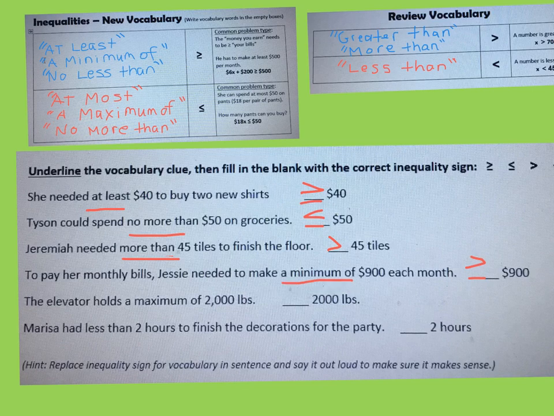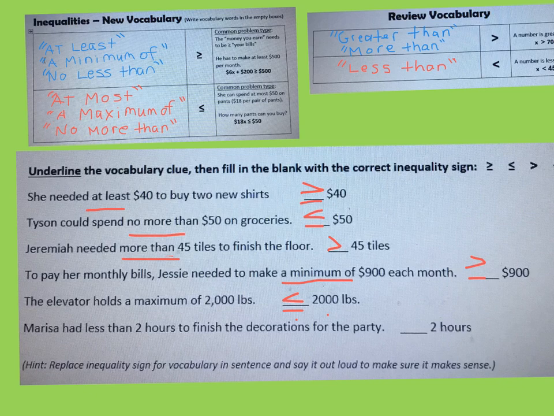All right, next one. The elevator holds a maximum of 2,000 pounds. So a maximum of, we use the sign less than or equal to. So on the elevator, it has to be less than or equal to 2,000 pounds. So if you added up the weights of all the people, you would need to have it be a maximum of 2,000 pounds or less than or equal to 2,000 pounds.